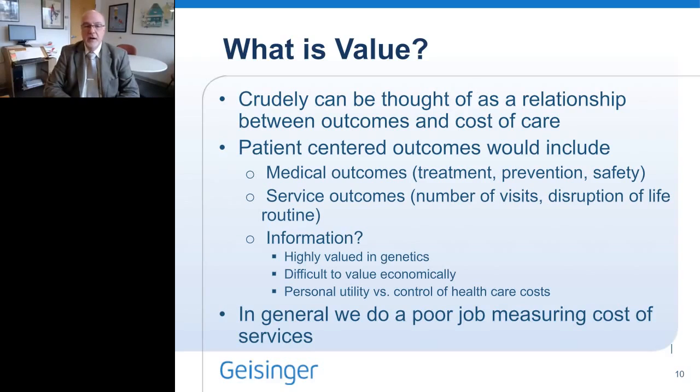Now, we've tended to value this very highly in genetics, frankly, because we haven't had a whole lot of treatments that we've been able to implement in the past. But it's been noted that this is very difficult to value economically. And we have this tension between what we might characterize as personal utility, which is this information is important for me to make decisions, versus that we just can't spend an infinite amount of money on healthcare. So how much personal utility or information can we afford in the construct of healthcare costs that are reaching their upper limits?